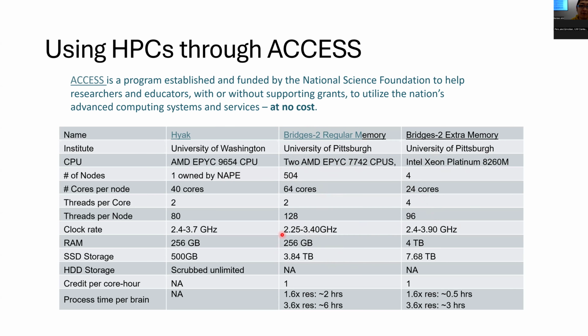The regular memory nodes have 256 gigabytes of RAM and 64 cores, which means you can parallel process up to 64 things, or up to 128 threads. For the extreme memory, you have 4 terabytes of memory and 24 cores, or 96 threads. This means a lot. It's very hard to process a 3.6x brain with normal memory. It takes longer, it's slower, and you can't even process things if it's super big. It's nothing when you run things on extreme memory.